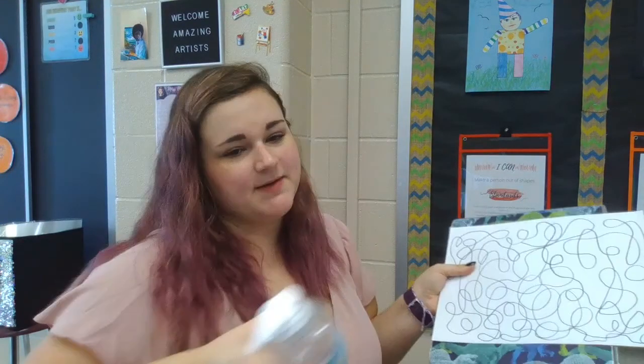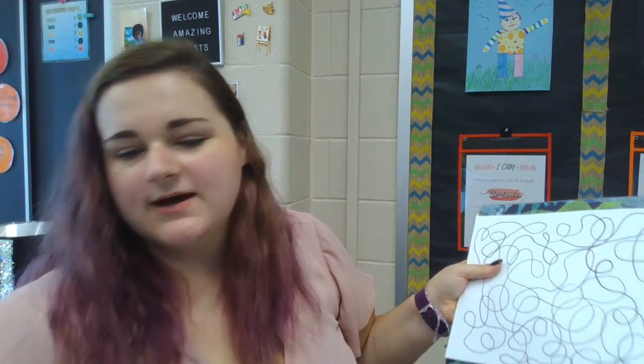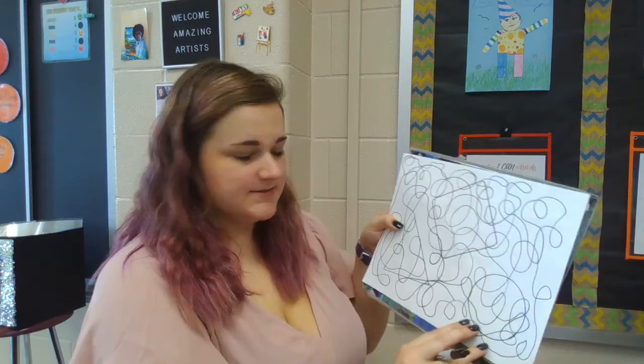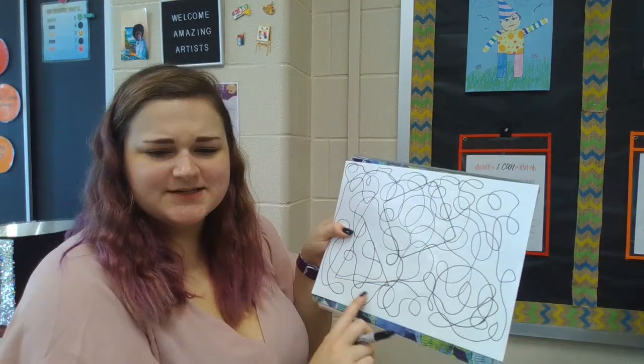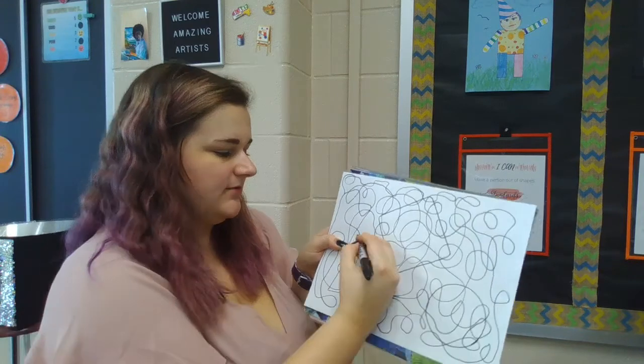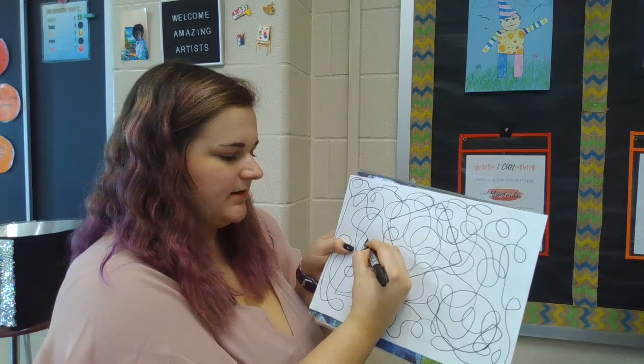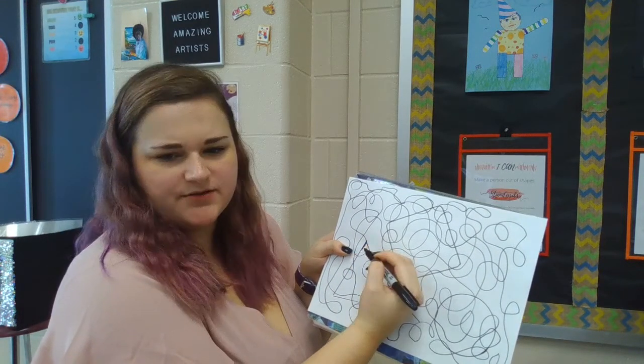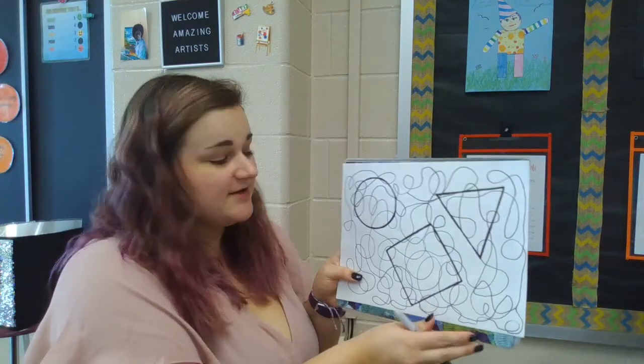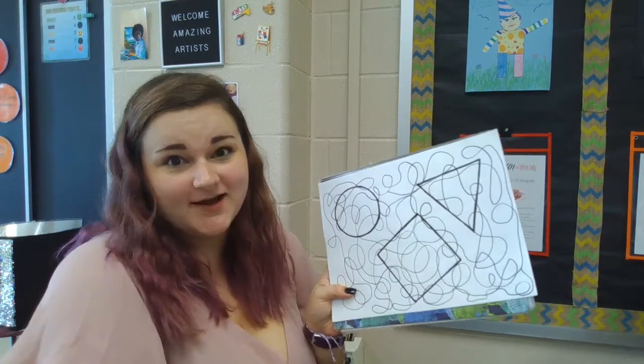You can get a parent or someone to help you hold that down. So I'm going to go ahead and make my shapes. Make sure you're making 3 shapes for this. So now I have my shapes, but they're kind of hard to see. So I'm going to outline those a little bit more and make those lines a little bit thicker. All right, now that I've thickened up these lines, it's a lot easier to see my shapes.